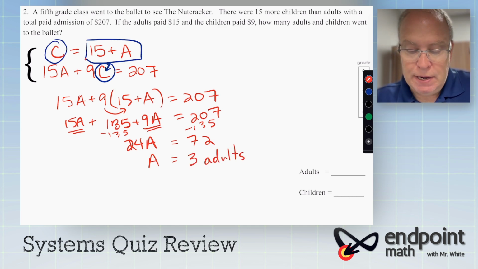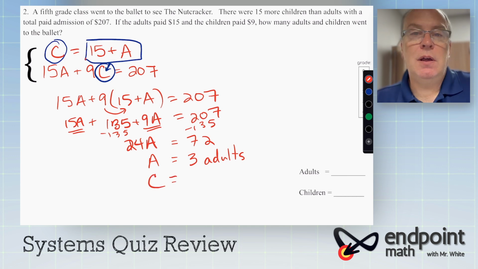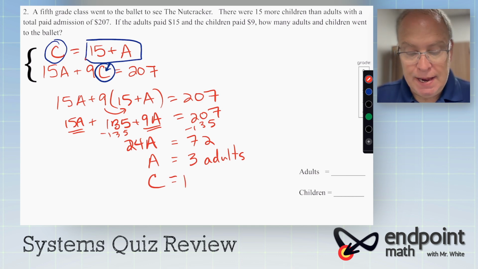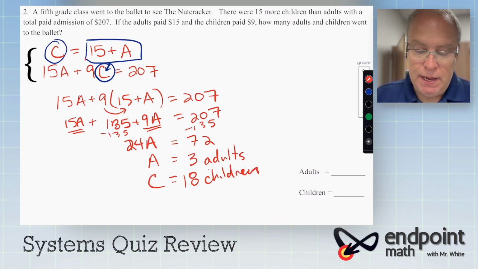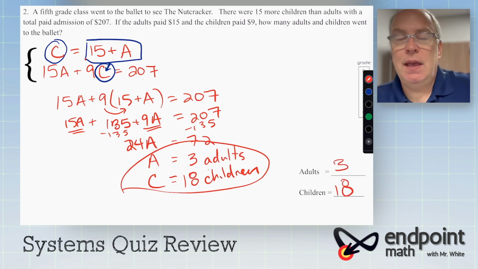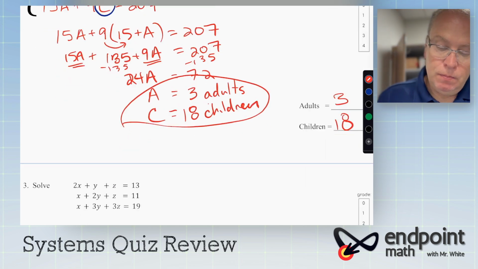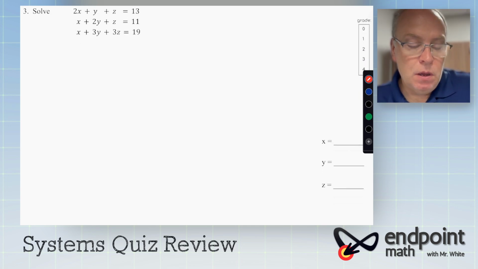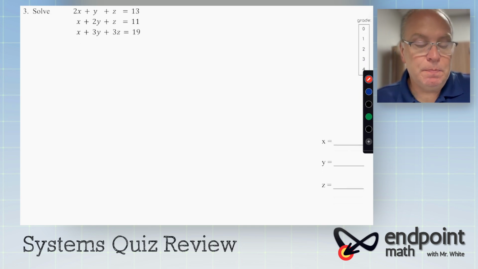I'm glad that worked out. So that must mean the number of children are plus 15. You get 18 children. And you can add up the money. It should add up to $207. So there's the word problems using 2-by-2 systems, 2 variables, 2 unknowns, or 2 variables, 2 equations.